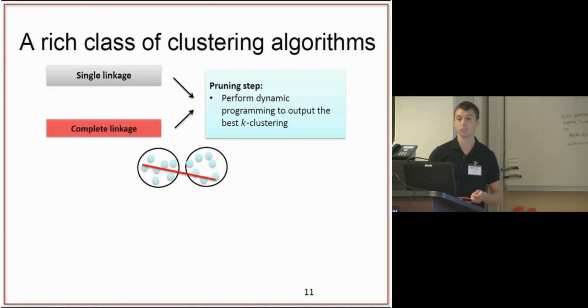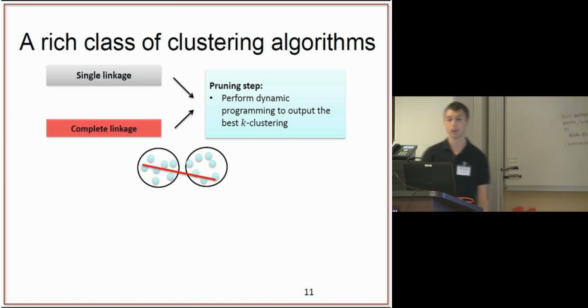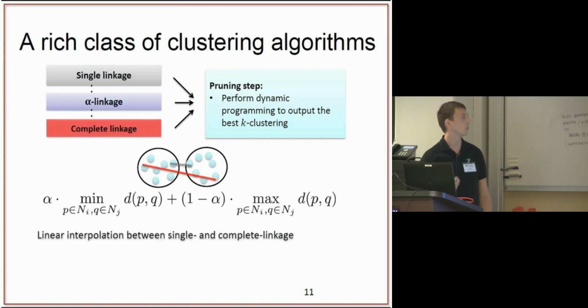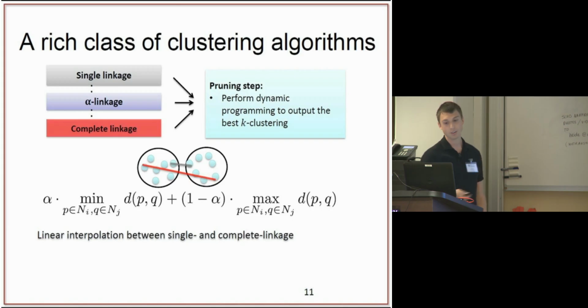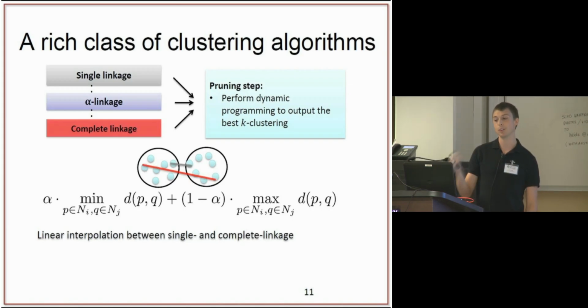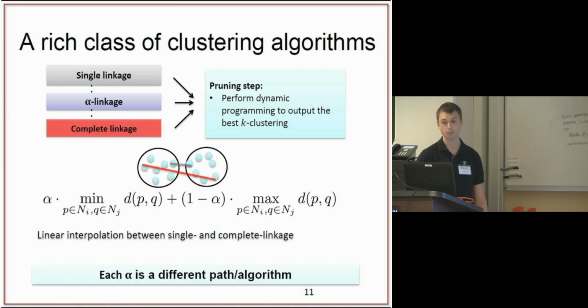And complete linkage is also a common algorithm where you look at the maximum distance between any 2 points in 2 sets. So now I can define our large family of algorithms, which is going to be a spectrum between single and complete linkage. There's a parameter alpha from 0 to 1. Alpha equals 1 is going to be single linkage. Alpha equals 0 is complete linkage. And then in between is going to be some hybrid of the two. Okay, so now we have an infinite family of algorithms.